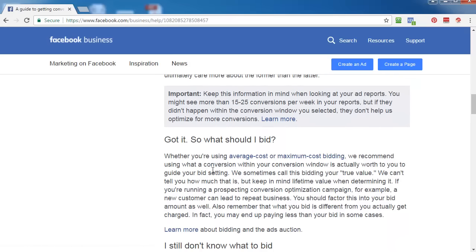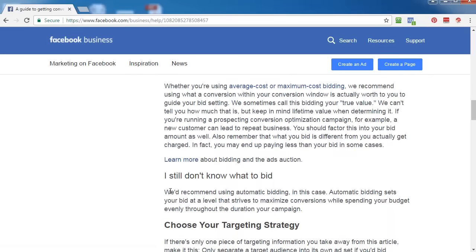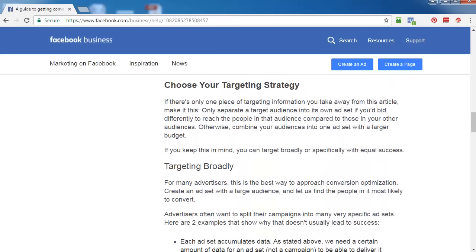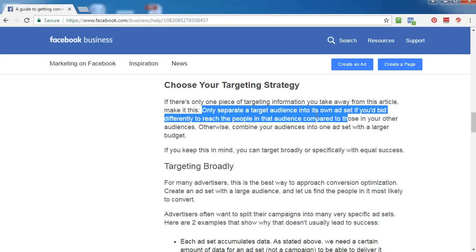Got it, so what should I bid? Then they're talking about average and maximum cost. Still don't know what to bid. And then choose your targeting. Now this is interesting because I found this little tidbit in here under choose your targeting, but they're saying if there's only one piece of targeting information you take away, make it this. Only separate a target audience into its own ad set if you bid differently to reach the people in that audience compared to those in your other audiences.